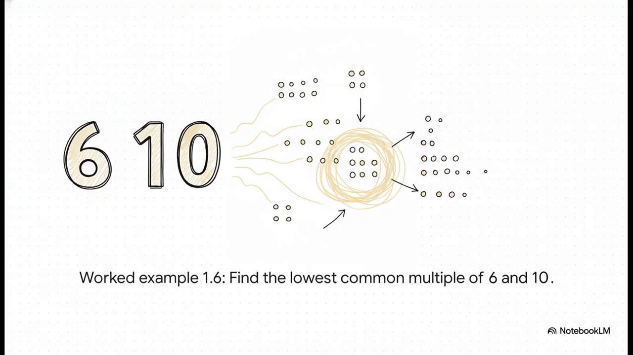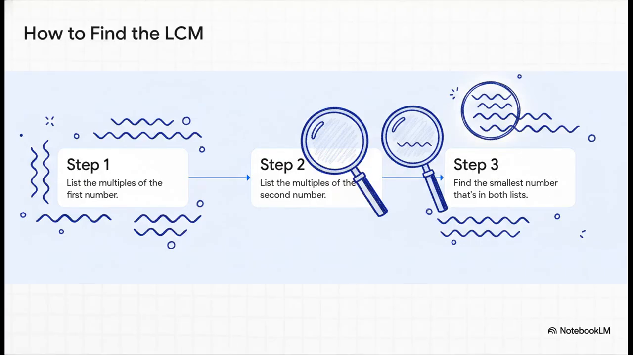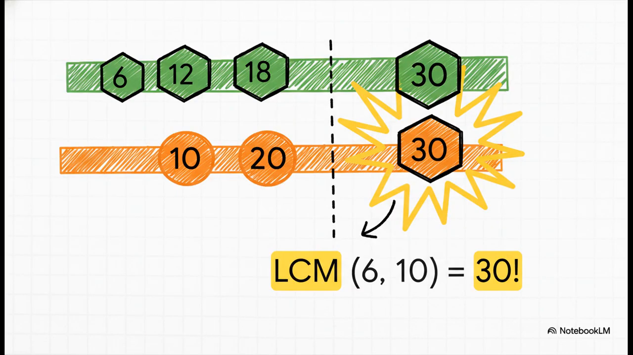All right, here's our new challenge. We need to find the lowest common multiple of 6 and 10. And the great news is the process is exactly the same. It's a super simple 3-step plan. We're going to list the multiples of 6, then we'll list the multiples of 10, and then we just scan both lists and find the very first match. Easy. Let's do it.